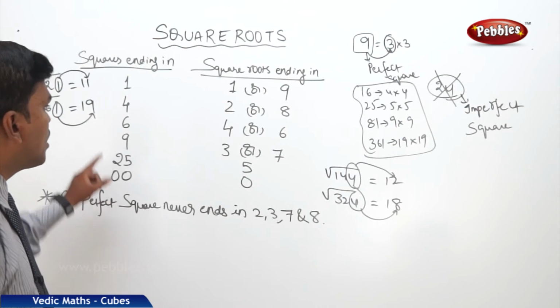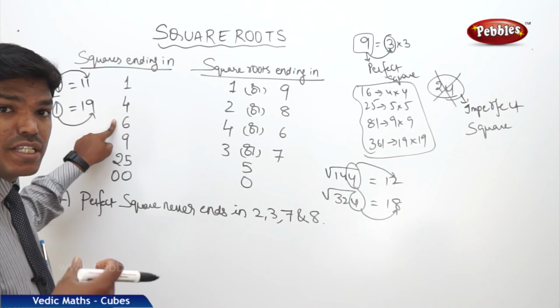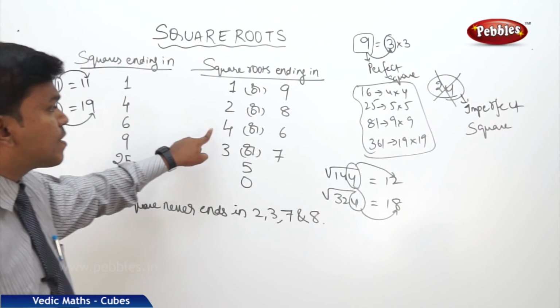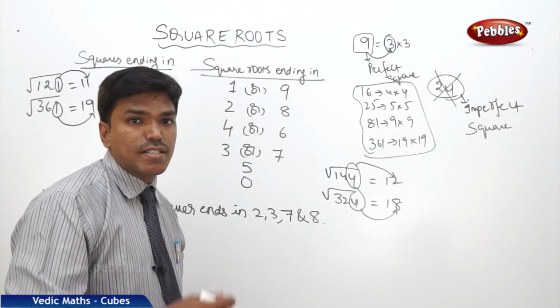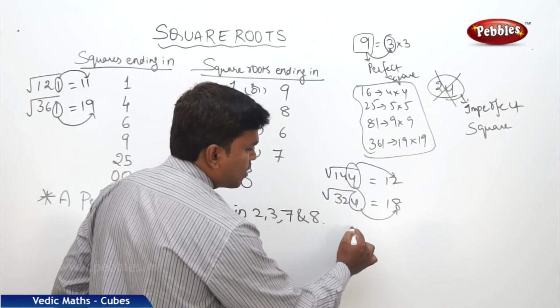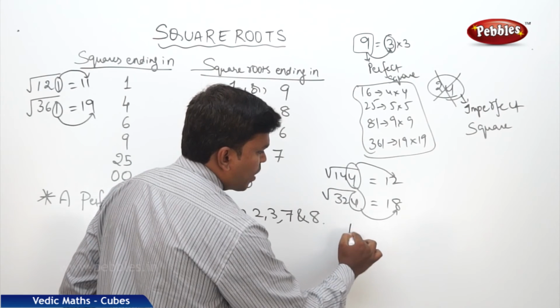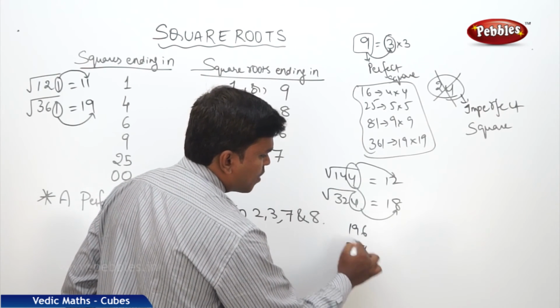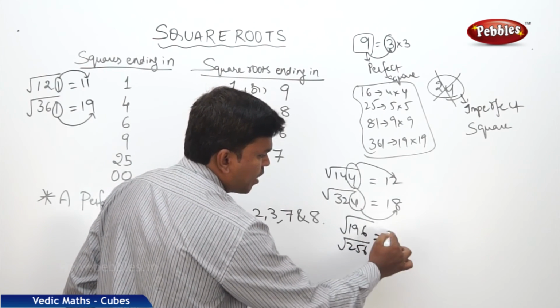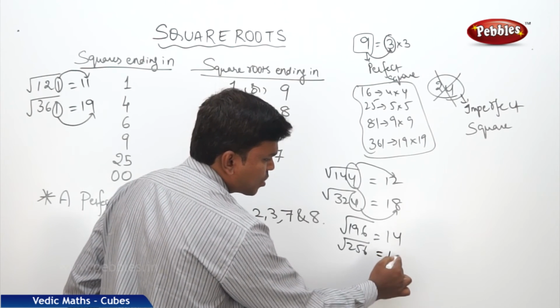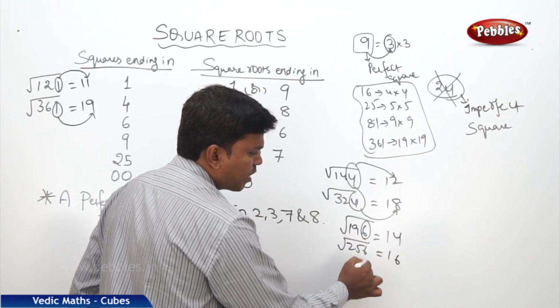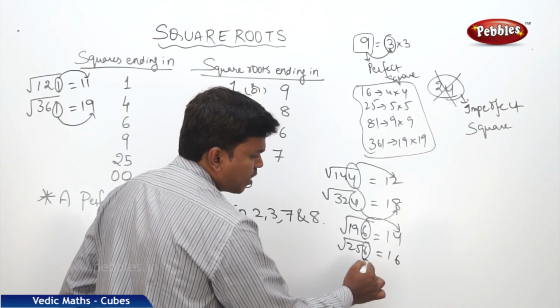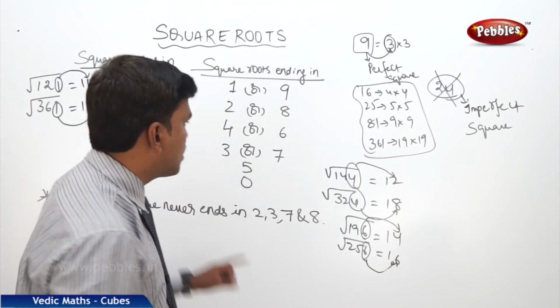Okay, similarly, if a square number is ending in 6, its square root should end in 4 or 6. What is the example? Say 196, 256. Both are square numbers only. This square root is 14 and this square root is 16. Both are ending in 6 only, but the square roots are ending in either 4 or 6, like this.